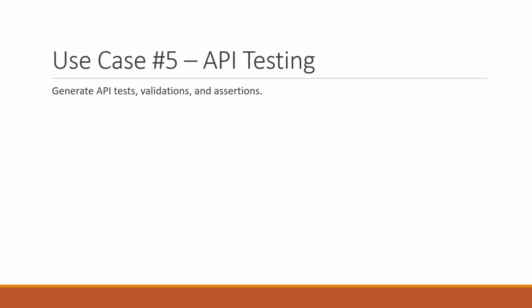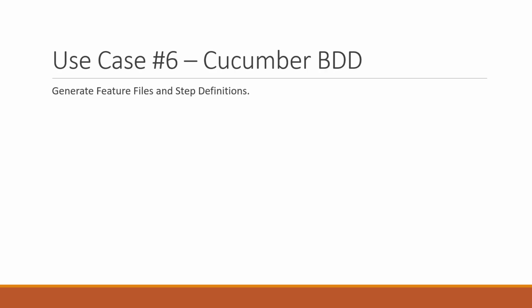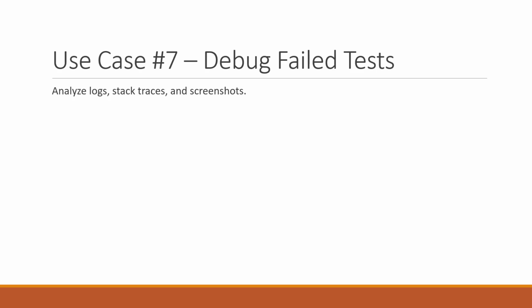And use case 5, API testing. For generating API tests, validations, and assertions, we can take the assistance of Claude Code CLI. And Cucumber BDD: coming to Cucumber, you can generate the feature files and step definitions. And debug failed cases. In some cases your test scripts fail, so we can use Claude Code assistance, and it will debug and fix these issues.